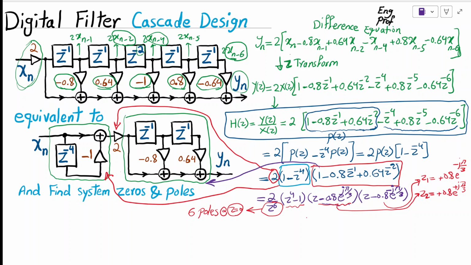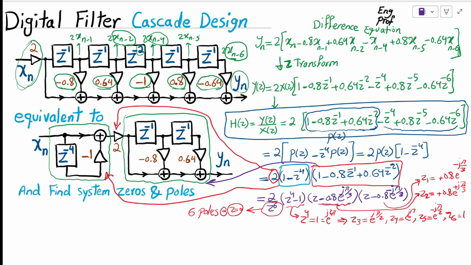And the last one is z to the power 4 minus 1, which if you set it to 0, gives you z to the 4 equal to 1, which is e to the j 2 pi. As a result, the fourth root of 1 becomes, as expected, 4 more zeros. And those zeros are z3 equal to e to the j pi over 2, z4 equal to e to the j pi, z5 equal to e to the negative j pi over 2, and finally z6 equal to 1.